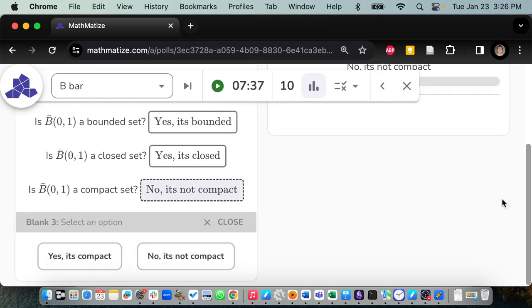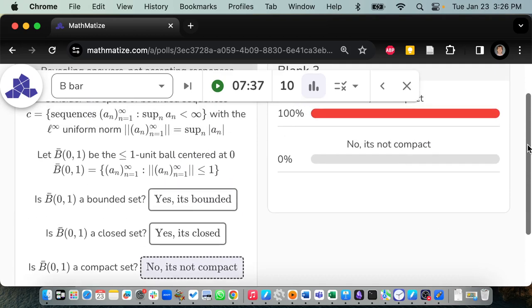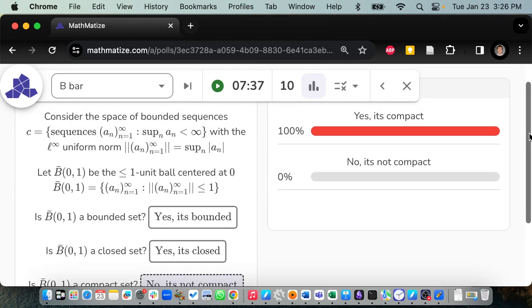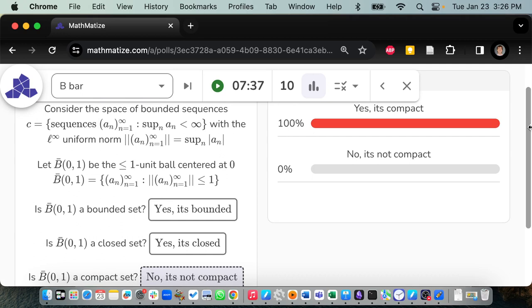No, it's not a compact set. So this is the whole point that we wanted to get to, and this is the exciting thing. If 100% of people are getting it wrong, that probably means I made a mistake. No, it really is not a compact set.